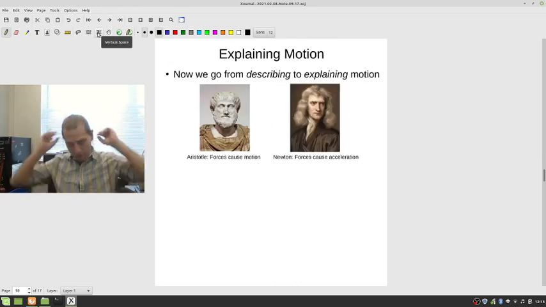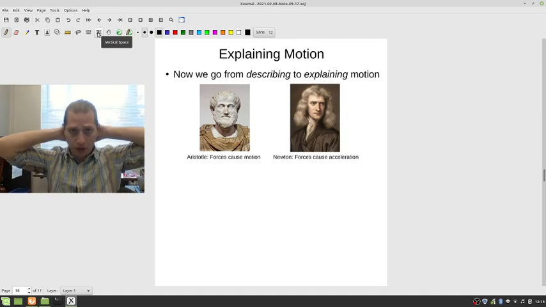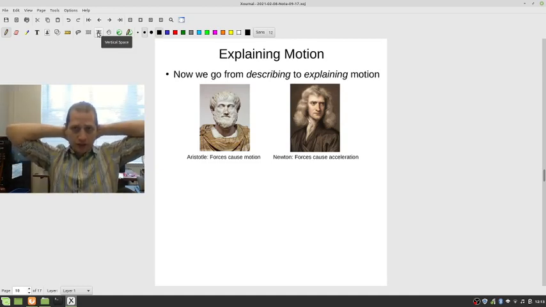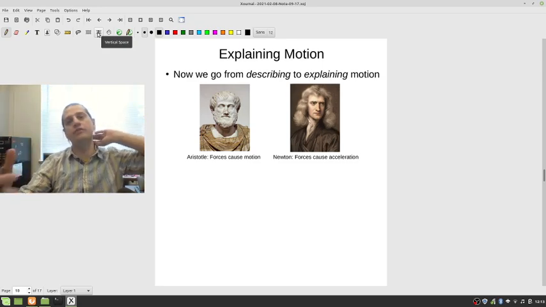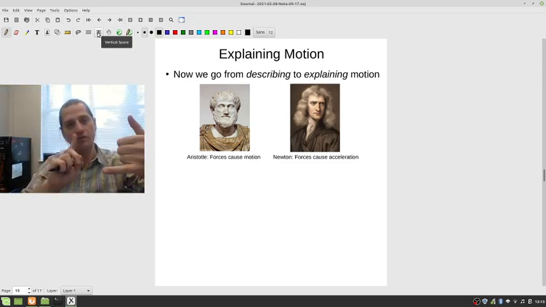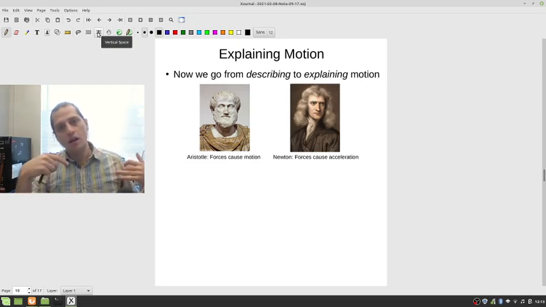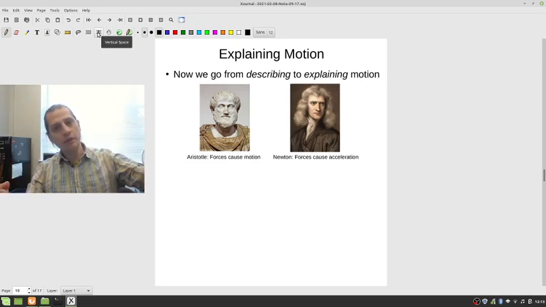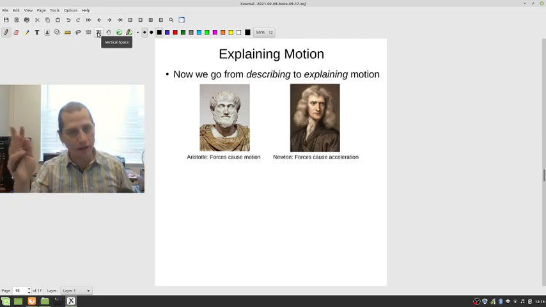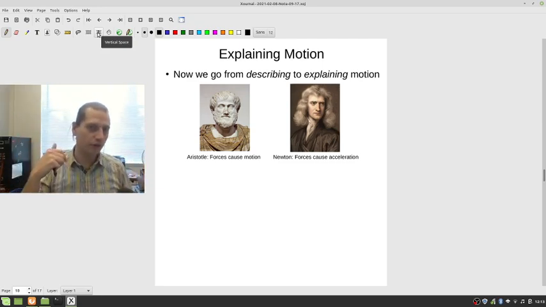All right, so what are we doing today? Well, we have already talked a little bit about how to describe motion. We've talked about describing motion with the velocity of an object, with the acceleration of the object. Now we're going to go from describing motion to trying to explain motion. And this has been a pastime of people for millennia.